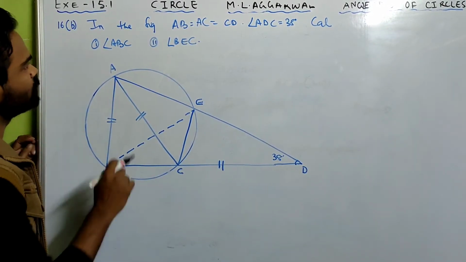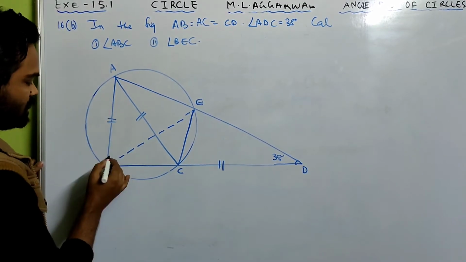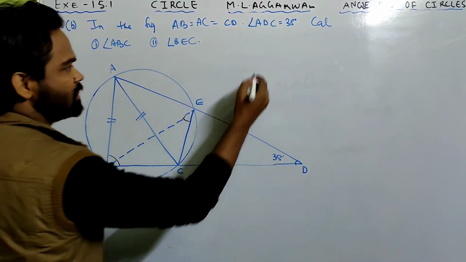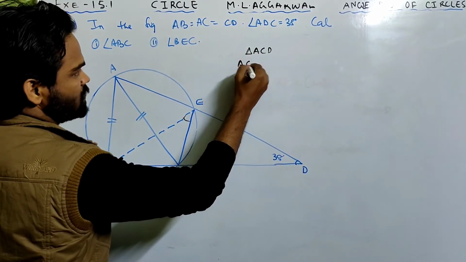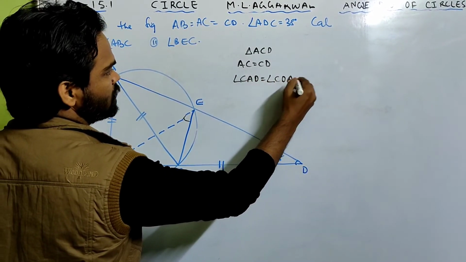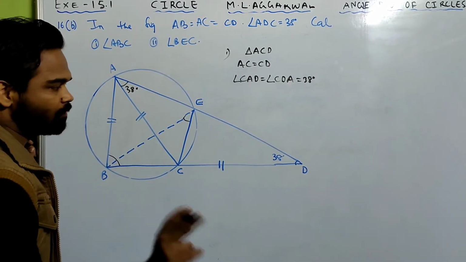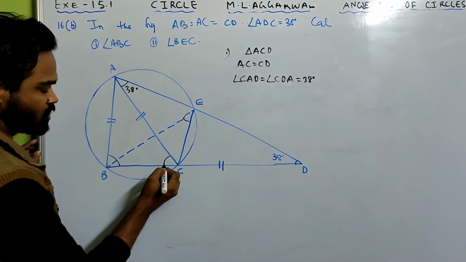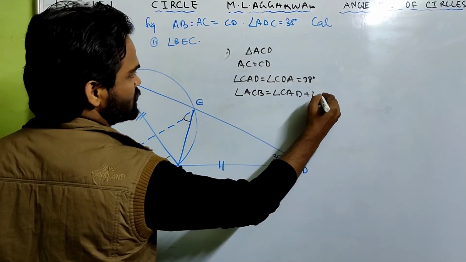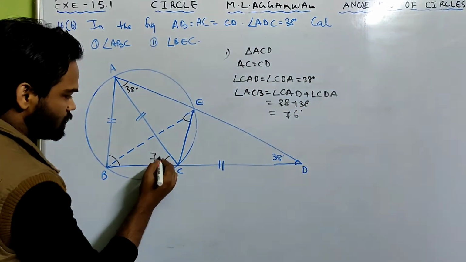Now look at 16 part B. Very easy. In the figure, AB is equal to AC is equal to CD. Angle ADC is 38. Calculate ABC, which means this angle, and BEC, which means this angle. Now look, first of all, in triangle ACD, of course AC is equal to CD, given, which means angle CAD will be equal to CDA, will be equal to 38 degrees, isn't it? So if this is 38, this is 38, no doubt in that. Now look carefully. In the same triangle, the exterior angle equals the sum of the opposite interior angles, which means ACB will be CAD plus CDA, which is 38 plus 38, which is how much? 76. So this is 76.